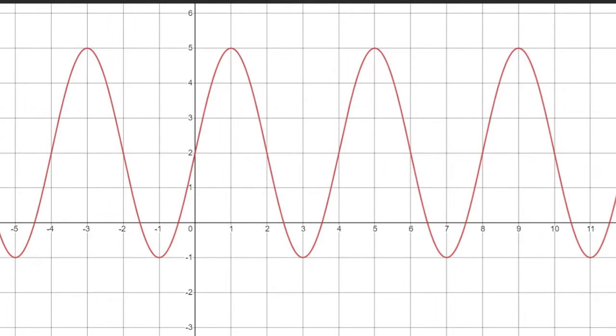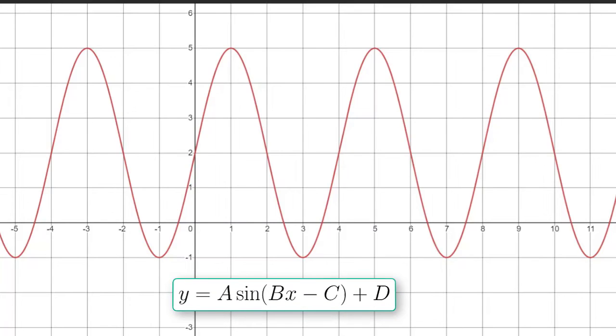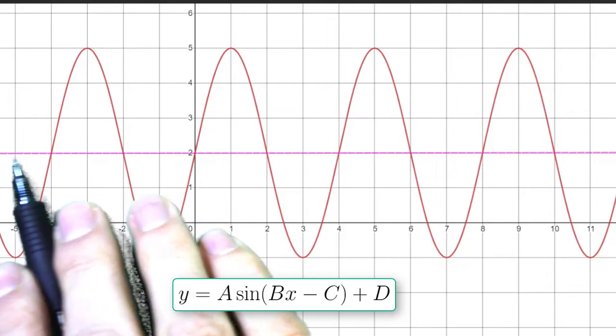Okay, so here's an example. This is a graph of a sinusoidal function, and we'd like to figure out what its expression is. Can we find the parameters a, b, c, and d so that we can write it in the form that we've been discussing? All right, well, first of all, let's see if we can find the middle line for this graph. Where is it centered?